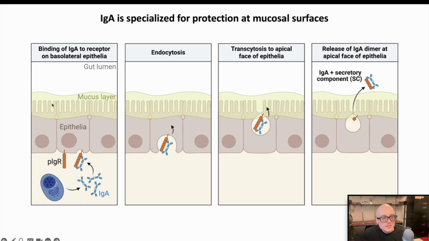So if we take, for example, here, this is a cross-section of the gut. Here you can see the lumen, or the open space inside the tube of the gastrointestinal tract. You see that the walls of the gut are covered in mucus and structurally are made up of gut epithelial cells. On the basolateral surface of those epithelia, there is a receptor known as the polymeric immunoglobulin receptor, or PIGR.